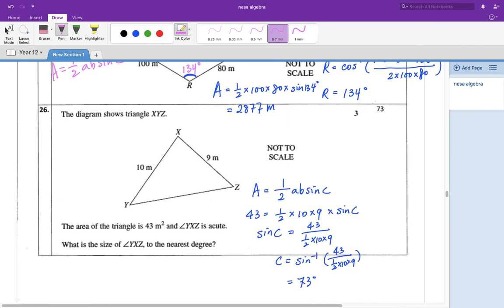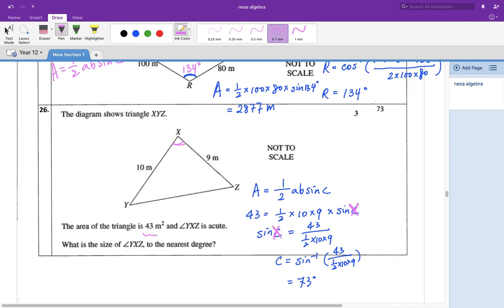Alright, question 26. It tells you A is equal to half AB. This is the formula I'm going to use. It tells you the area. And it also tells you YXZ is acute, so that means it's not going to be an obtuse, right? And you know two of the sides. And the reason why I'm choosing X to put inside is because in this formula, the angle is included by the 2 sides I'm using. And because I'm using 10 and 9, the included angle is X, right? I should have written sine X.